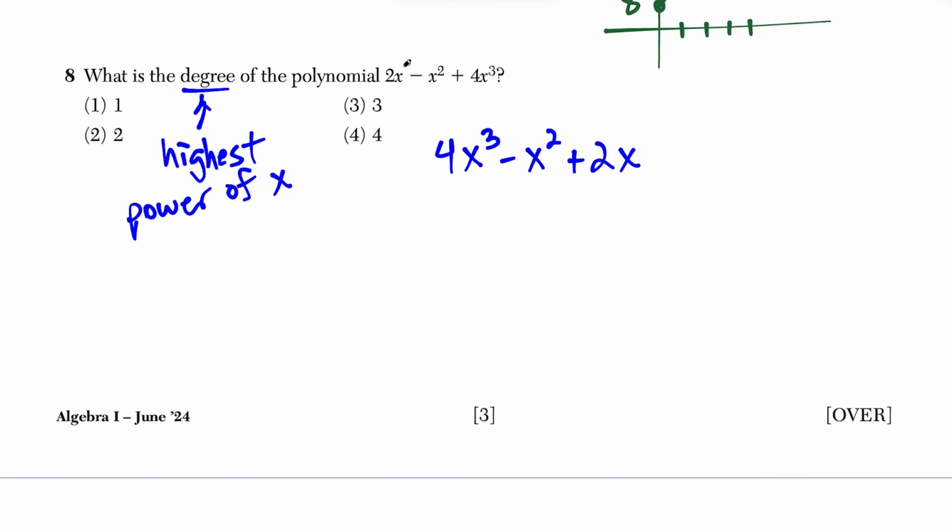But just know if you're not careful, you might look for the first term and say, oh, x to the first, and choose something like choice 1. But no, we have to just be on the lookout here. We're looking for the highest power of x, and the highest power of x that appears is x to the third. So this is a third degree polynomial.